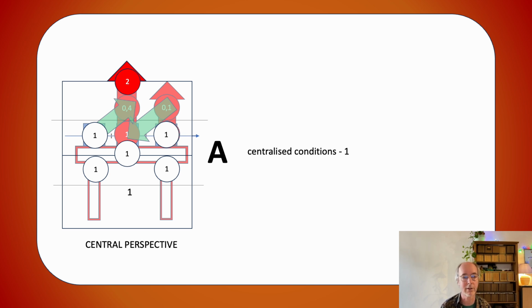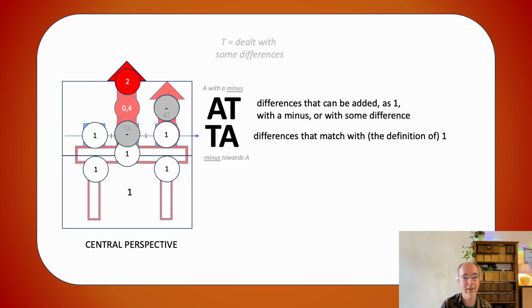But I say more or less that we find the centralized conditions, even if it's one or a little bit more than one. We can still consider it as it will work with one. The centralized conditions are one. We use it as with the letter A.